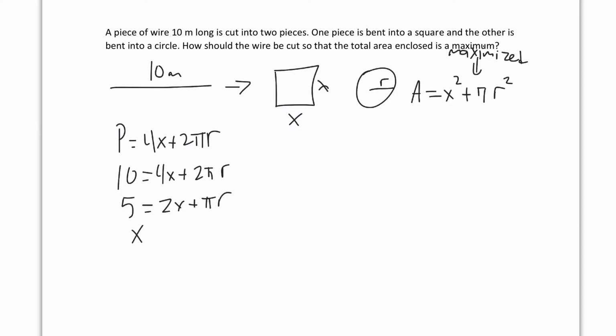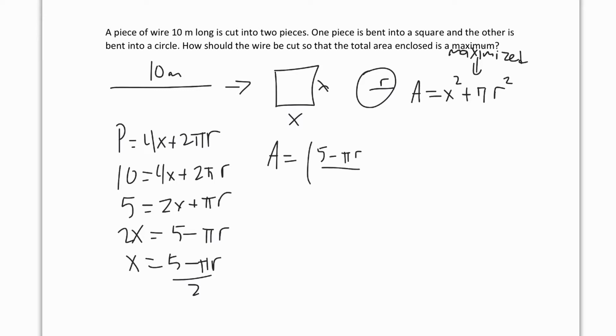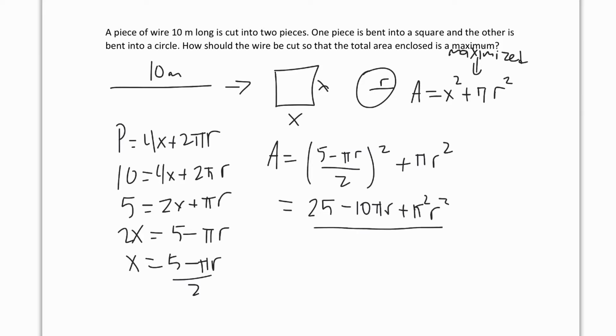So 2x will equal 5 minus pi r. I just don't want to divide by pi. I'd rather divide by 2. So 5 minus pi r over 2. So that will give us area is equal to 5 minus pi r over 2 squared plus pi r squared. So let's go ahead and expand that out. We'll get to 25 minus 10 pi r plus pi squared r squared over 4 plus pi r squared.